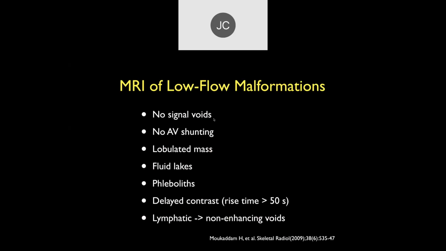So with low flow malformations, you don't get signal voids, you don't see any AV shunting. It's a lobulated type mass, just like we saw. You can have septa in it, just like we saw.